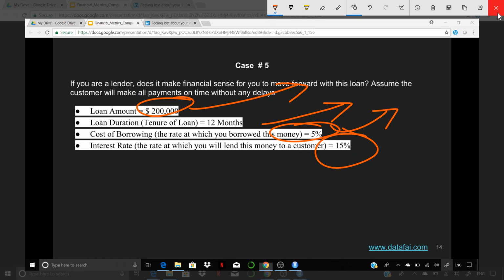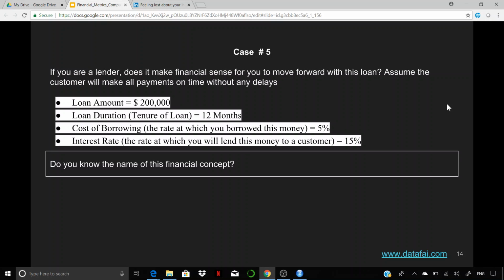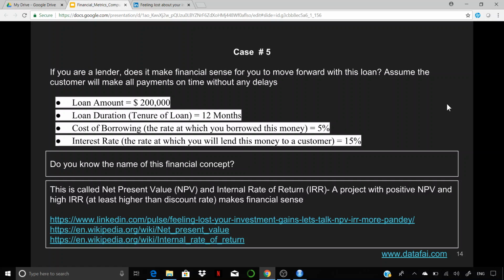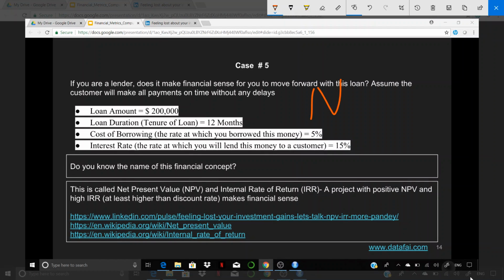Now, can you think about what this idea is all about? What is the name of the metric that will be used to ascertain whether we should move forward with this loan, or for that matter, with any project financially? The name of this financial concept is a very important metric, and it's a combination of two, but we'll focus more on the NPV, the net present value.